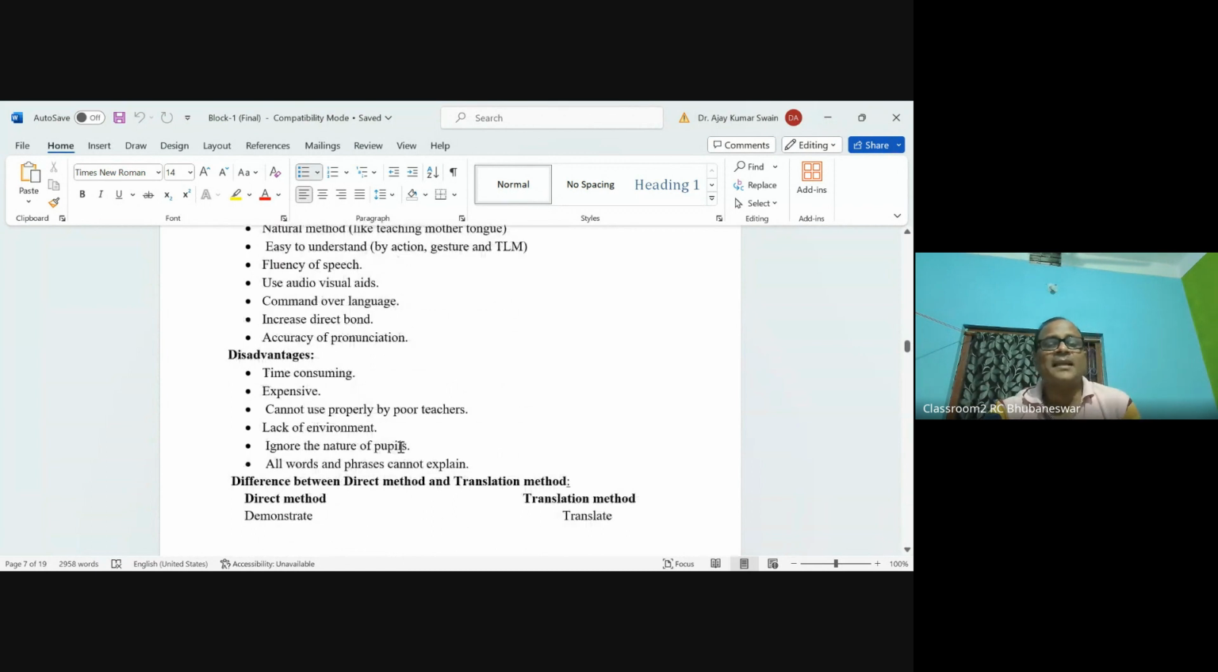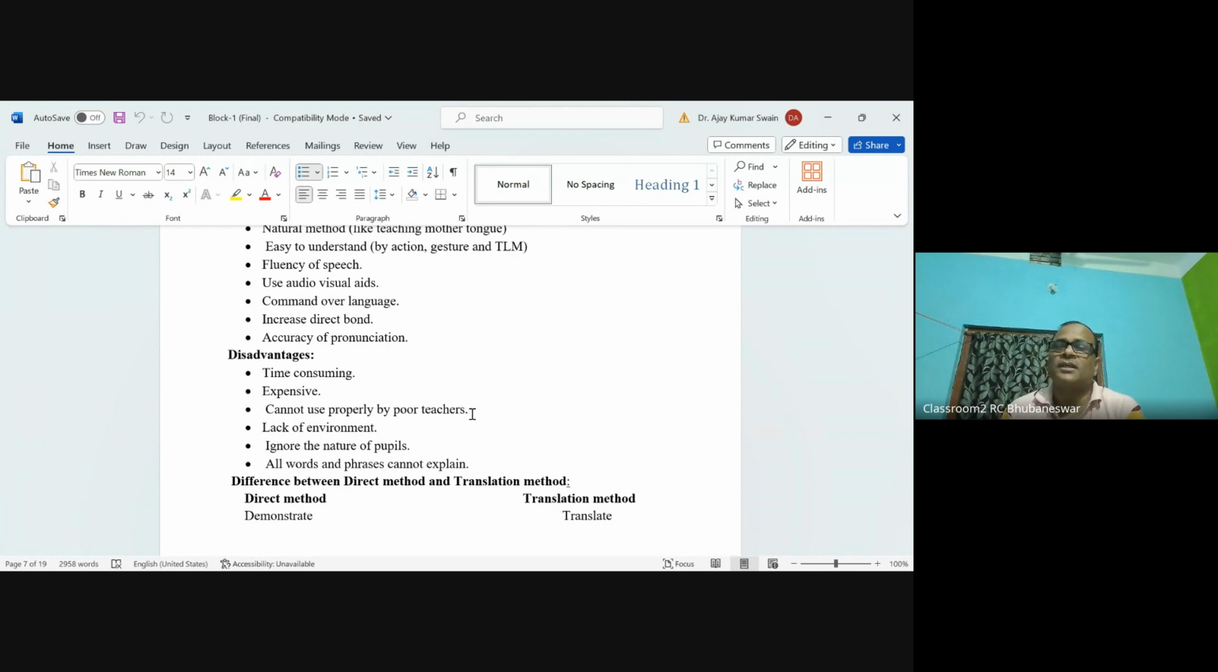But the demerits are time consuming, it will take more time. Expensive, when you prepare chart, map, TLM, so it is expensive. Cannot be used properly by poor teachers. The teachers who are proficient, they can use it very well.